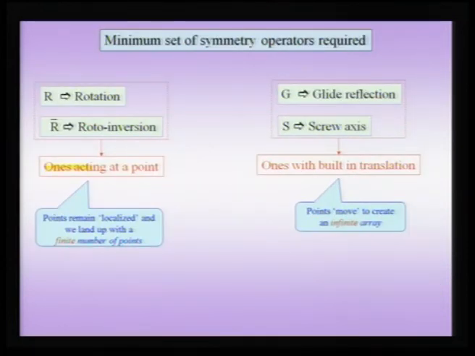If I want to generate all the symmetry acting at a point, then the bare minimum I require is rotation and something known as the roto-inversion. In this case, of course, I am at a point, I am not moving from one point to another in space, and these points remain localized, and we land up with a finite set of points at the end of what is known as an allowed combination of operators. But on the other hand, if you are talking about glide reflection and screw, then we end up actually moving the point and land up with an infinite array, but within a unit cell there will be only a finite number of points.